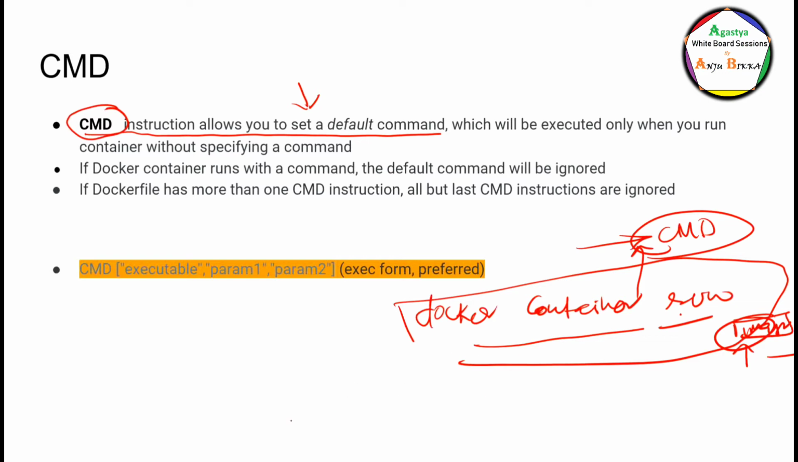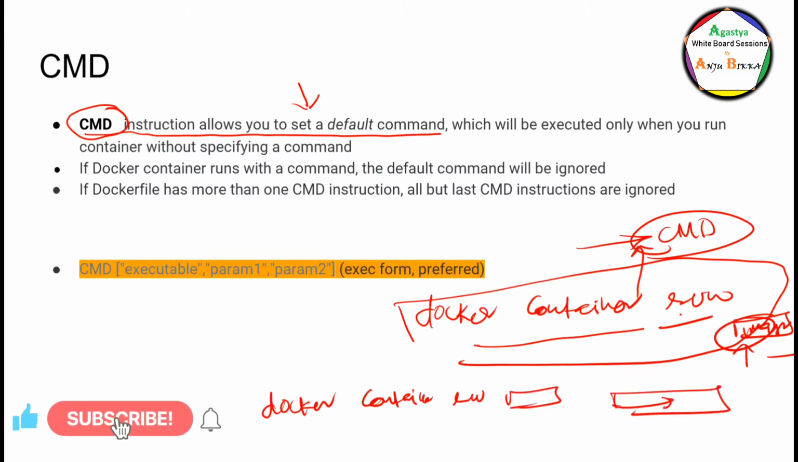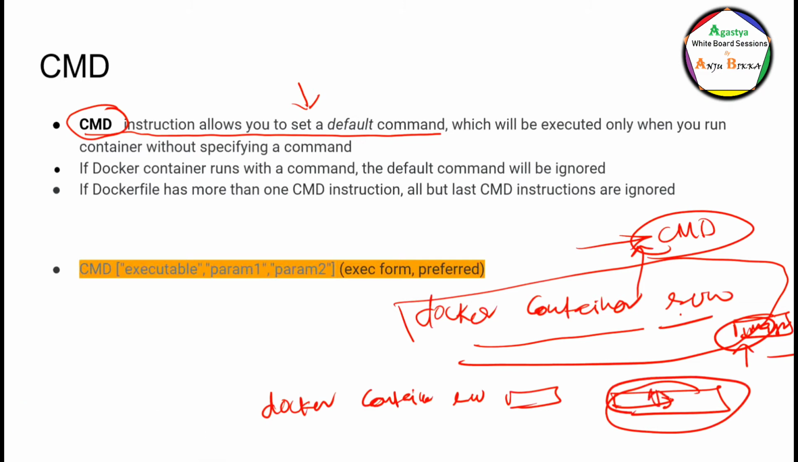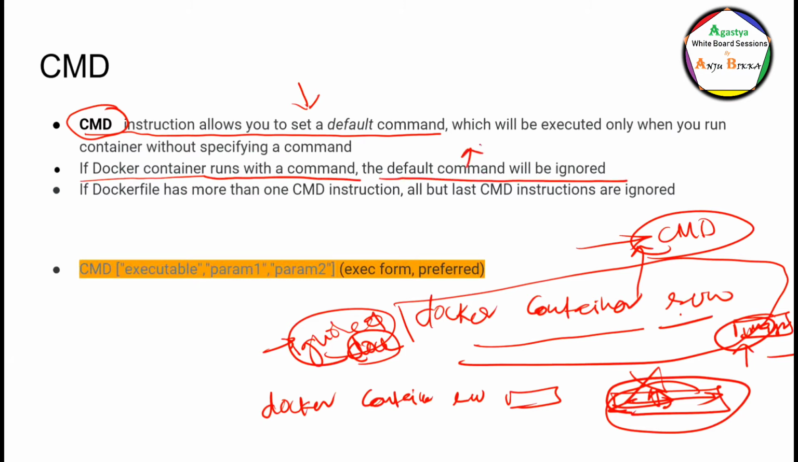On the other hand, if we run docker container run with the image name and specify a command, this command takes priority over the one specified in the Dockerfile. Which means if we specify it here, then what is specified in the Dockerfile is automatically ignored. If we don't specify it here, then what is specified in the Dockerfile is going to be executed. So if the container runs with a command, the default command specified in the Dockerfile will be ignored.